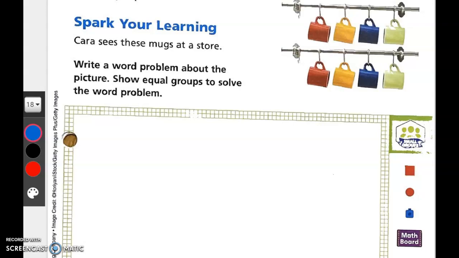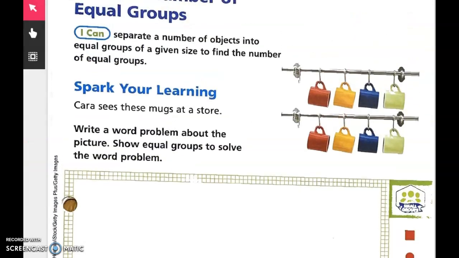Good morning. We're working on math lesson 6.3. Find the number of equal groups. I can separate a number of objects into equal groups of a given size to find the number of equal groups.